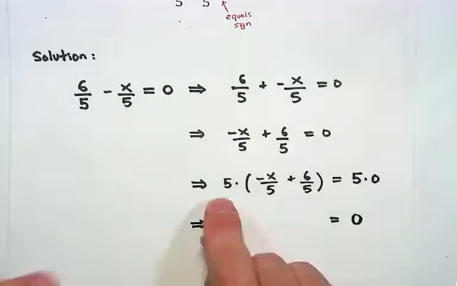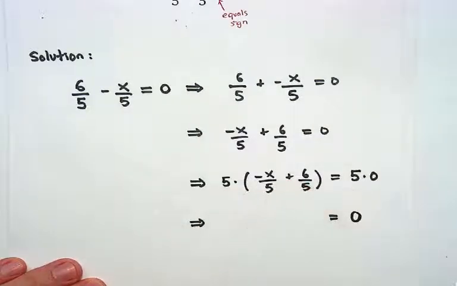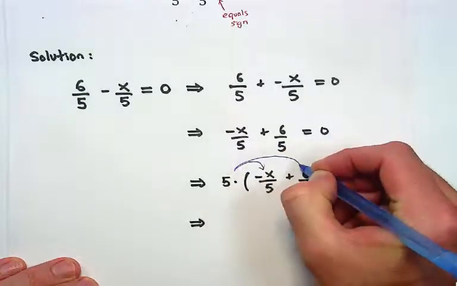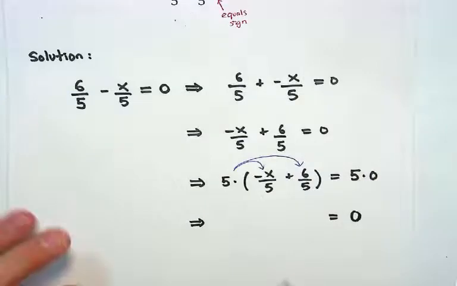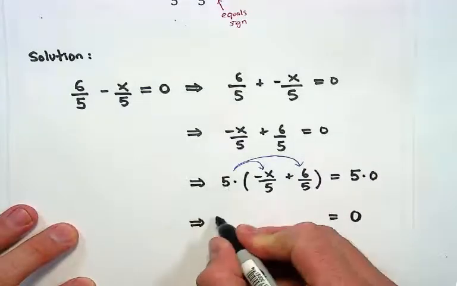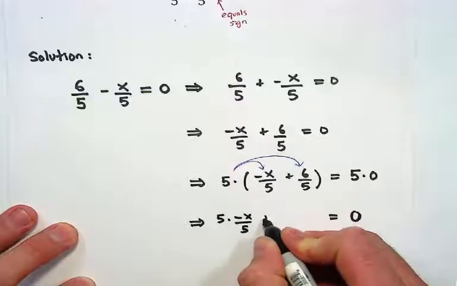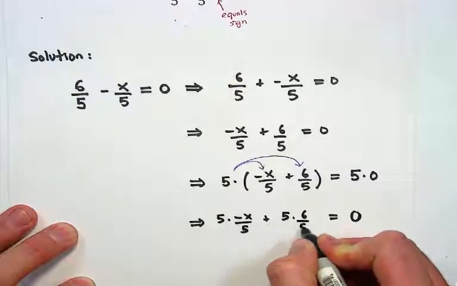On the left-hand side, I have a multiplication over an addition. I can make it rain. I can pass that multiplication out through the addition. Here, I'm going to have 5 times negative x divided by 5 plus 5 times 6 divided by 5.